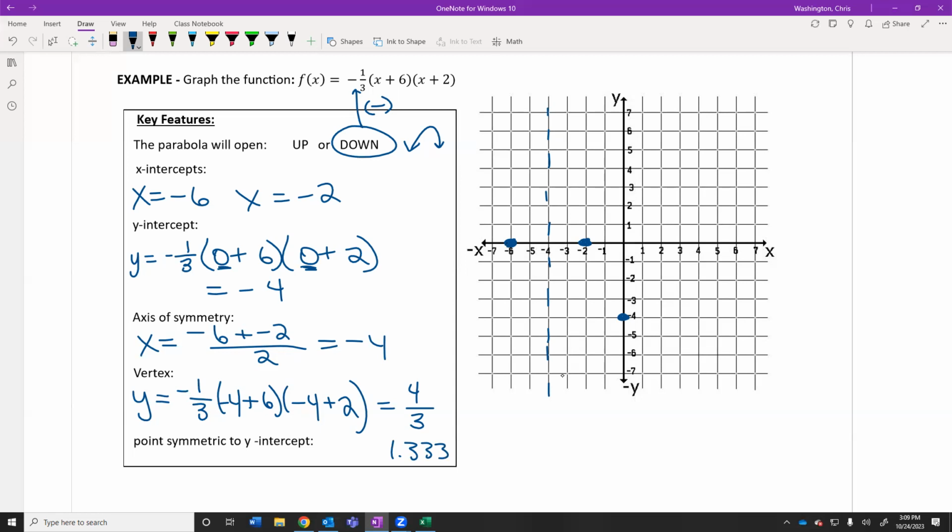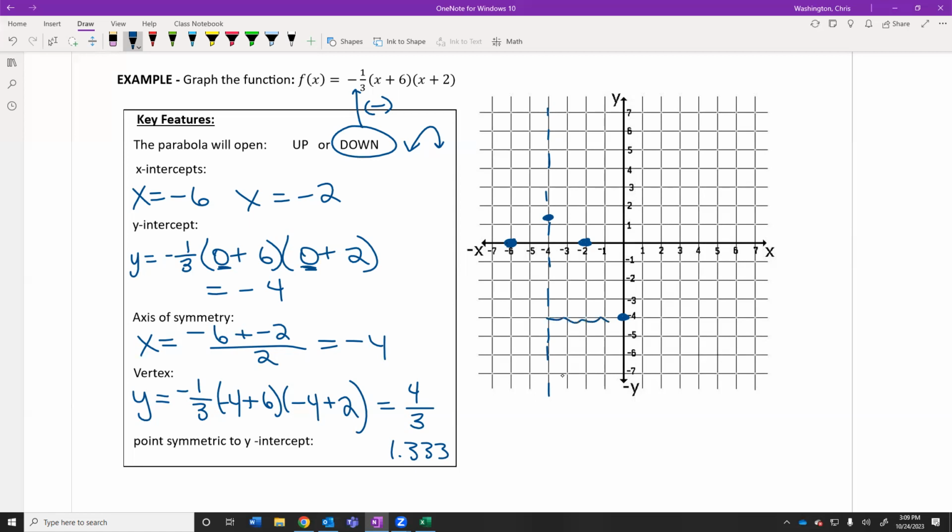So now we can plot that on the graph. Negative 4, 1.333. It's not going to be perfect, but we know it's going to be in between 1 and 2, and maybe a little bit closer to 1 than it is to 2. And now that's going to be a really good, accurate representation of what this function's graph is going to look like.